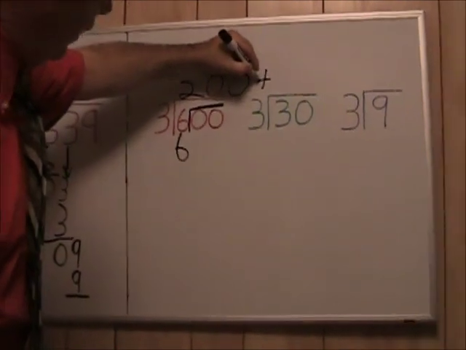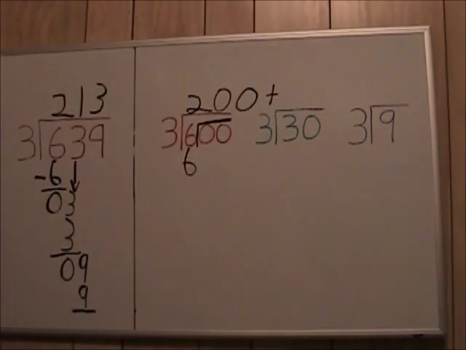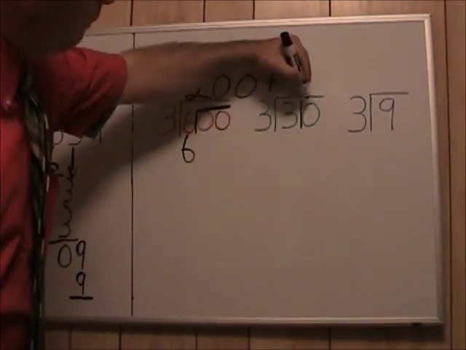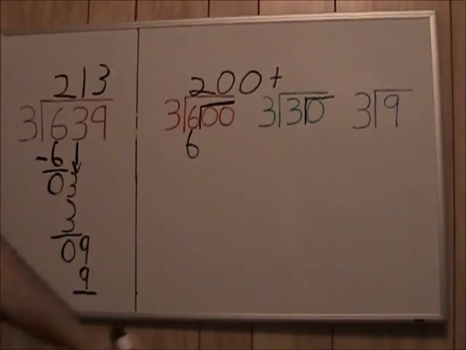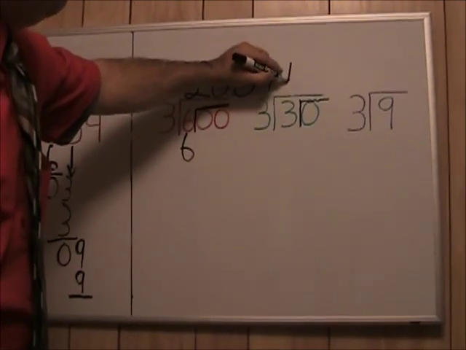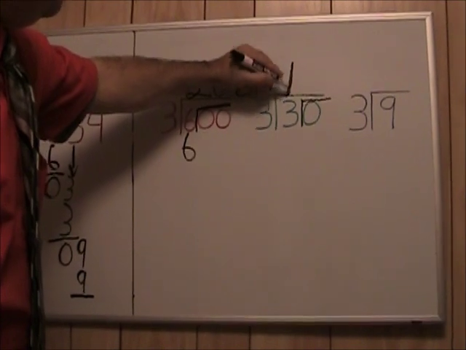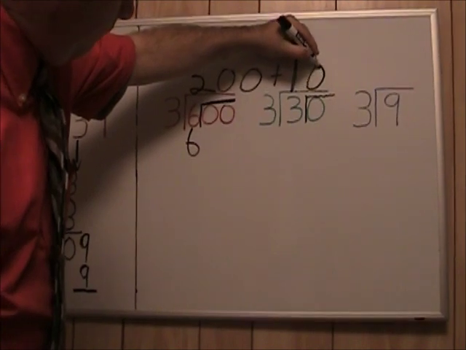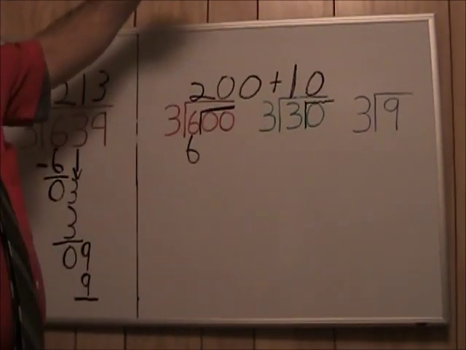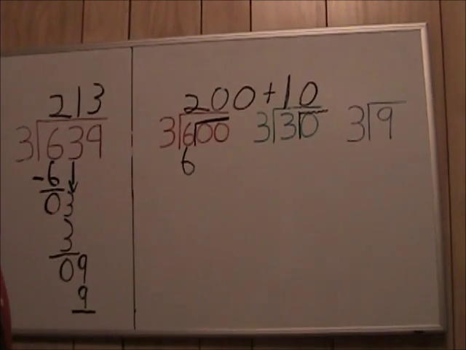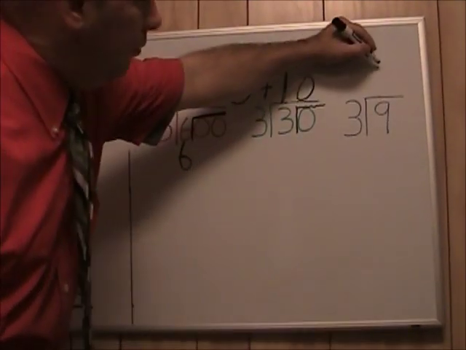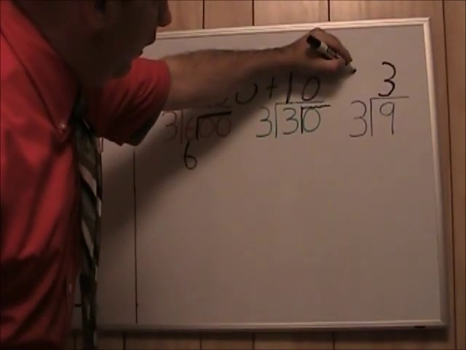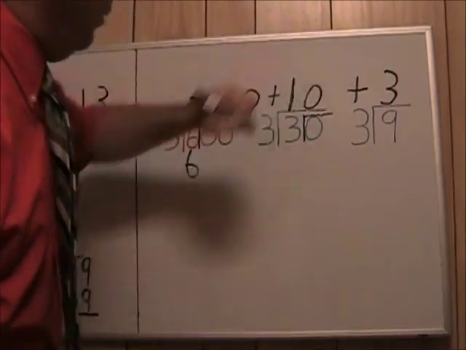We're going to add that to the answer to this problem. And we're going to ask ourselves how many 3's in 30. Again, we have a 0 to box in. Don't have to worry about that right now. Just ask how many 3's in 3. We know it's 1. And then we just add our 0 back. Okay, so now we have 200 plus 10. And then how many 3's in 9? Well, 3 times 3 equals 9. That was easy enough.